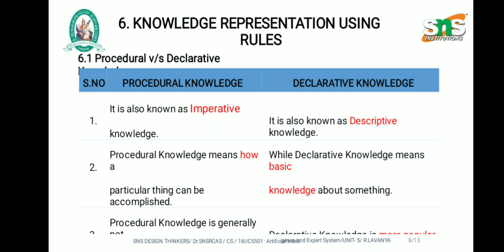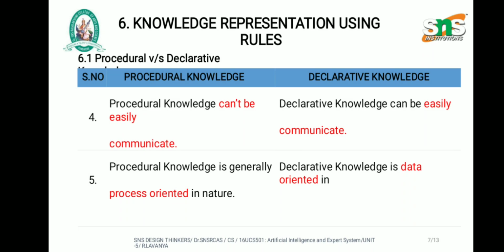The third one: procedural knowledge is generally not used, meaning it is not as popular. Declarative knowledge is more popular. The fourth difference: procedural knowledge cannot be easily communicated, while declarative knowledge can be easily communicated.